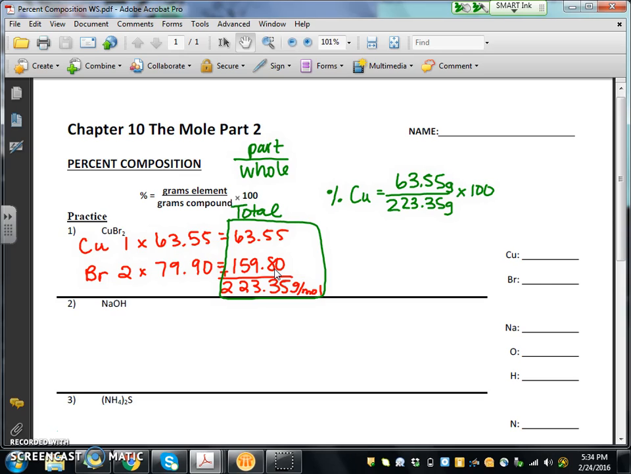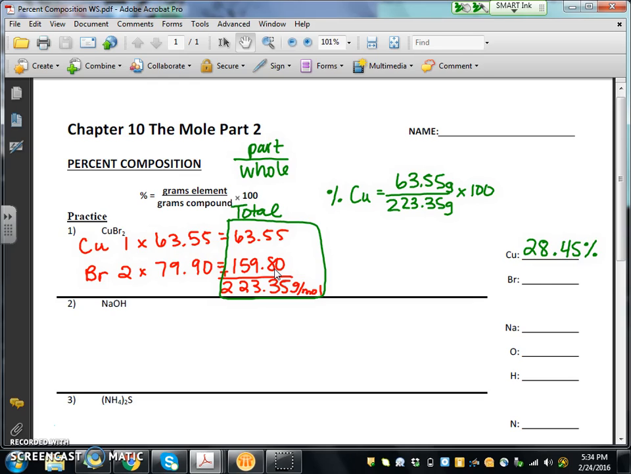And when we put this in our calculator, we're going to say 63.55 divided by 223.35 multiplied by 100, and we get 28.45%. So that tells us that copper makes up a little over 28% of a mole of copper bromide.